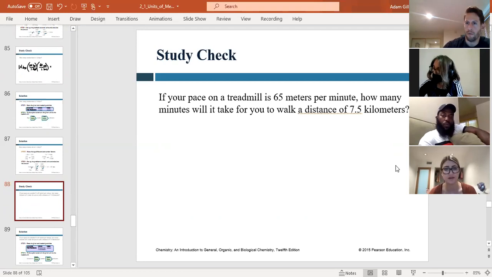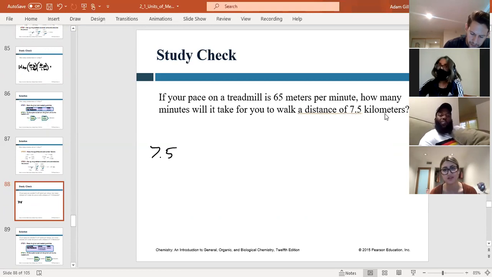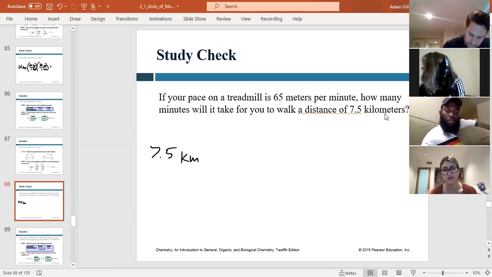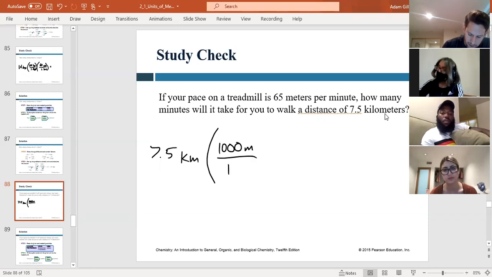So let's start with the known distance. How many meters are in a kilometer again? We said 1,000, right? So we're going to start with 7.5 kilometers, because that's how far we want to walk. And we want to convert that to meters. So 1,000 meters per 1 kilometer.